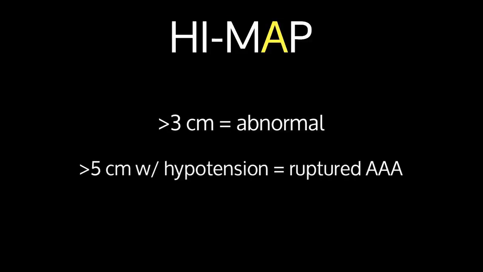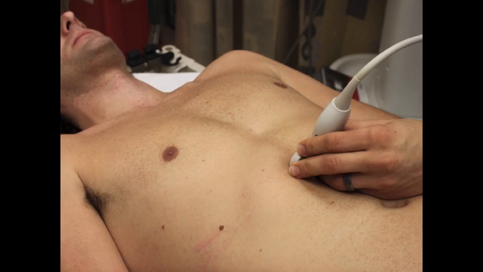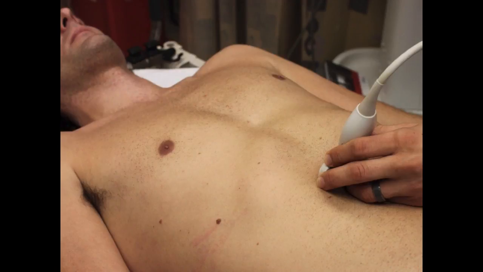Before I go on and talk about it, there are three things that I need to mention. First off, a diameter of the aorta greater than 3 centimeters is considered abnormal. If you have a diameter greater than 5 centimeters with hypotension, that is a ruptured AAA until proven otherwise. And lastly, you have to make sure to measure the outer wall to the outer wall, not the inner lumen. Very important. When you're putting the probe on the patient, look as proximal as you can to try and find the aorta, and go ahead and move down until you get to the bifurcation of the iliacs.